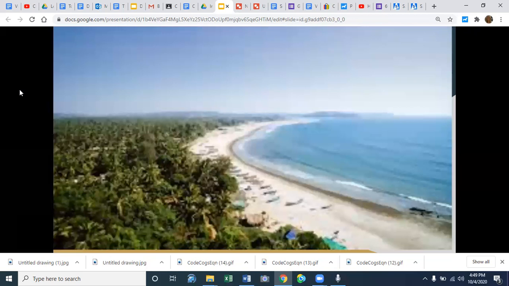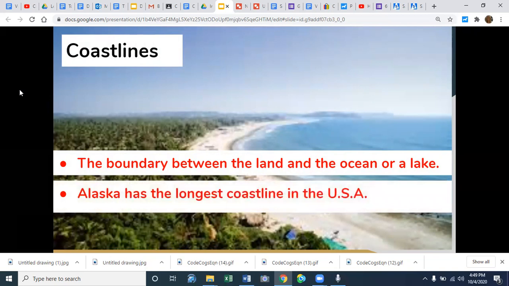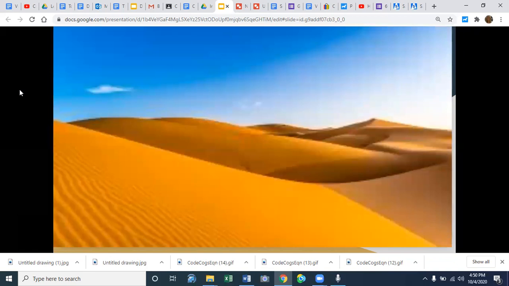What's this? Speaking of coast, this is a coastline. A coastline is the boundary between the land and the ocean or a lake. Alaska has the longest coastline in the United States of America. It's not California, it's not Florida, but it's actually Alaska. Florida has the second largest coastline in the USA, so Alaska beats it for beach area, except that Alaska doesn't have beaches because it's cold there.